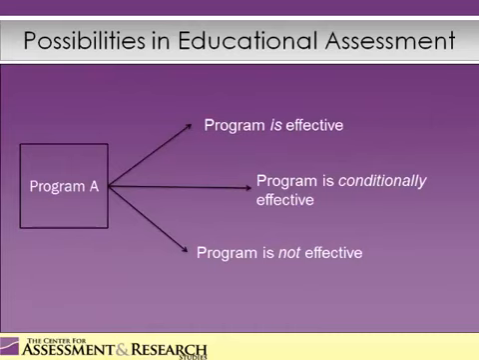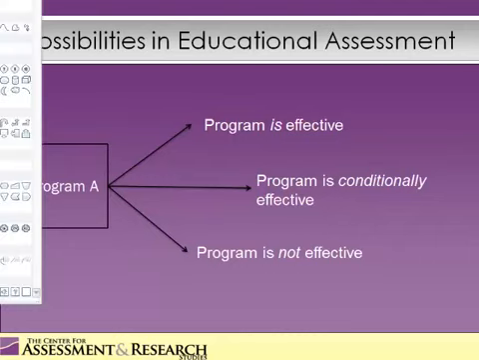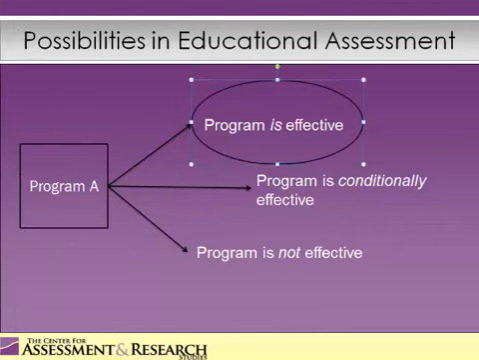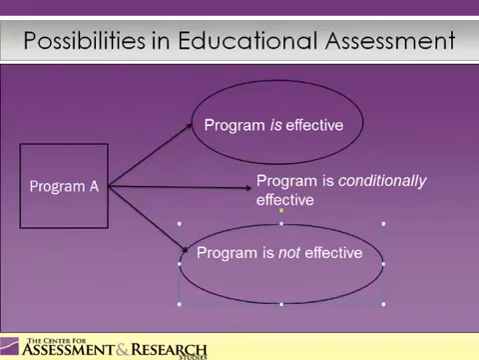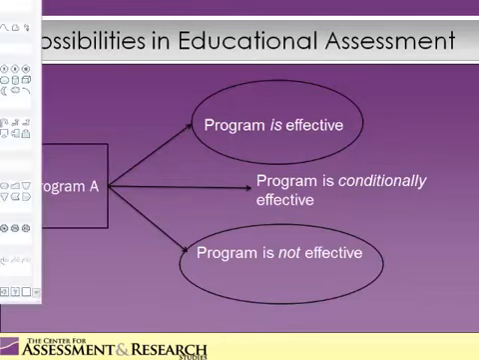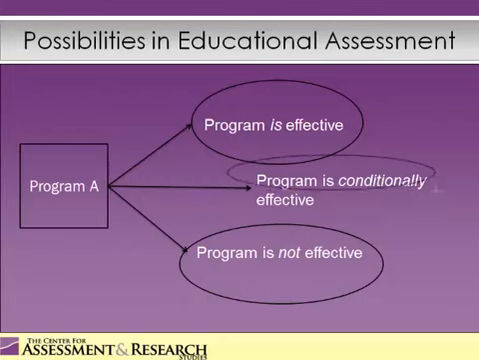So, there are three possibilities. First, it is possible that the program is effective. The second possibility is that the program is not effective. And there is also a third possibility, which would imply that the program is conditionally effective. What this third possibility would imply is that the program effectiveness may depend upon other variables. So in this case, the program may be effective for some students, but not others.